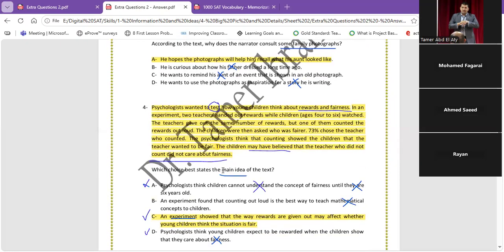Number four is the main idea. So again, how do we solve the main idea? First sentence, last sentence. Then you start eliminating. If you find more than one answer, you're going to read the whole text, but after elimination.